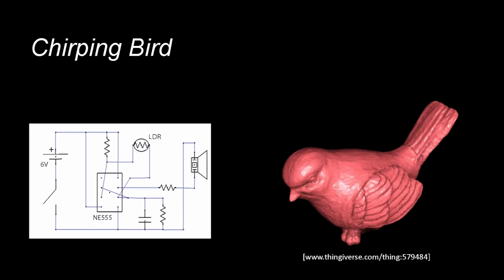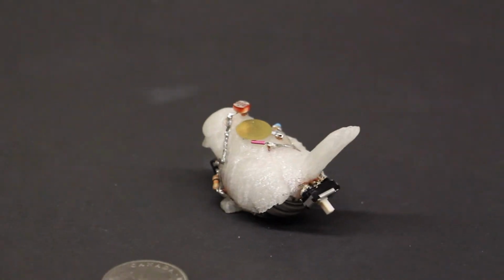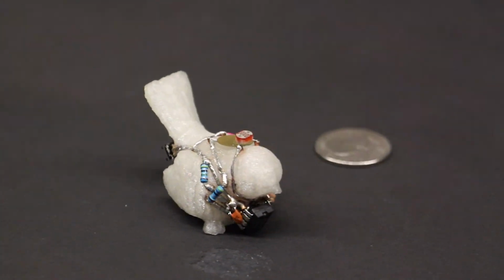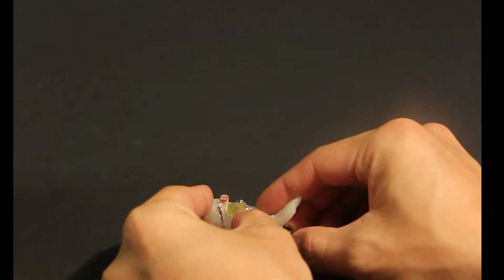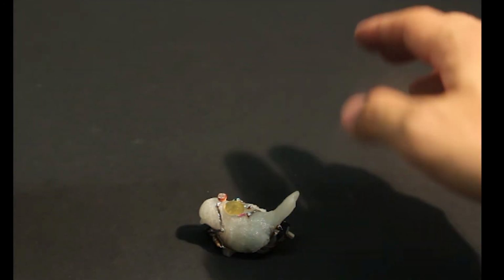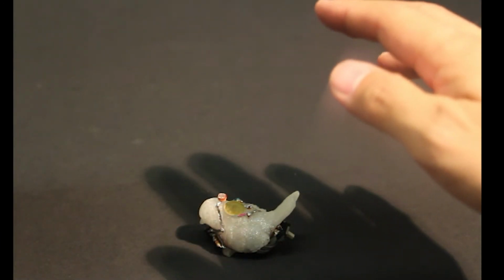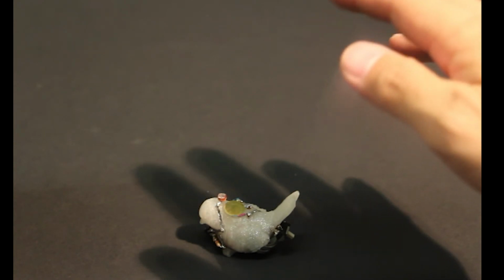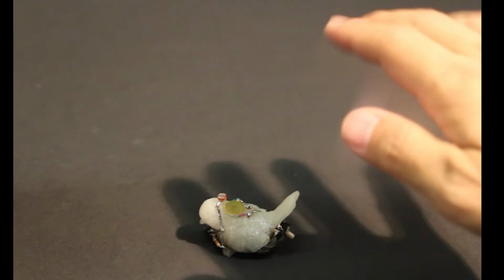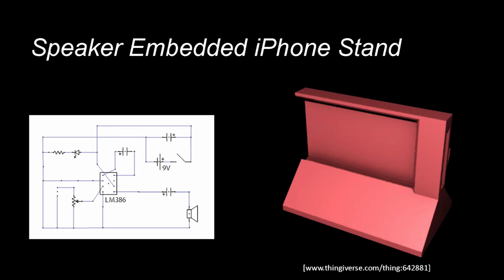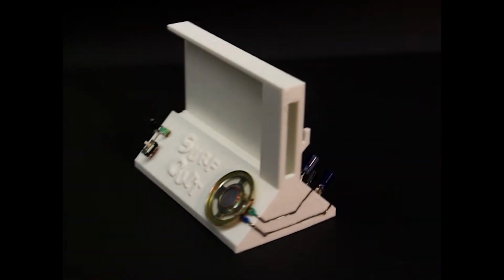Here are more examples of SurfCuit objects. This bird incorporates a light theremin circuit that generates chirping sounds responding to the motion of the user's hand. Because we can use the whole surface, it is possible to fit a circuit even on this very small object. This smartphone stand amplifies the audio output of a phone.